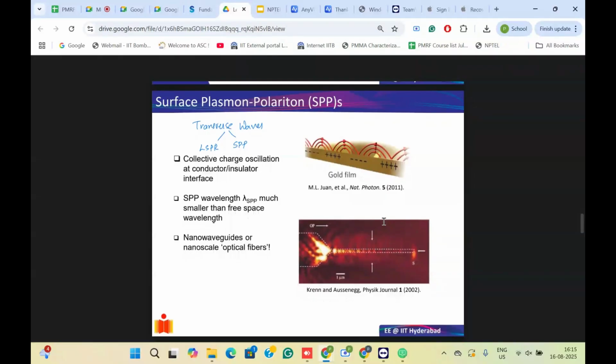Then we will talk about surface plasmon polaritons. In transverse waves, we have two cases: LSPR, localized surface plasmon resonance, and surface plasmon polaritons. Earlier we dealt with LSPR, in which the waves interact with the nanoparticle. Now for the SPP, we will talk about the light interaction with the metal-dielectric interface, and we will have SPPs, which are known as the collective charge oscillation at the conductor-insulator interface.